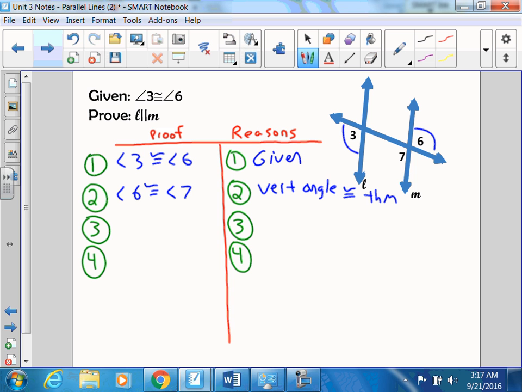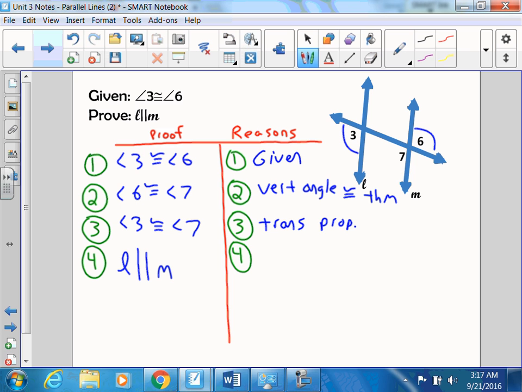From there, in the given, we have 3 and 6 are congruent. We have 6 and 7 congruent. So that must mean that angle 3 is congruent to angle 7. And that's by transitive property. And if we know angle 3 and angle 7 are congruent, and those are corresponding angles, then that must mean the lines are parallel. So we're going to say line L is parallel to line M.